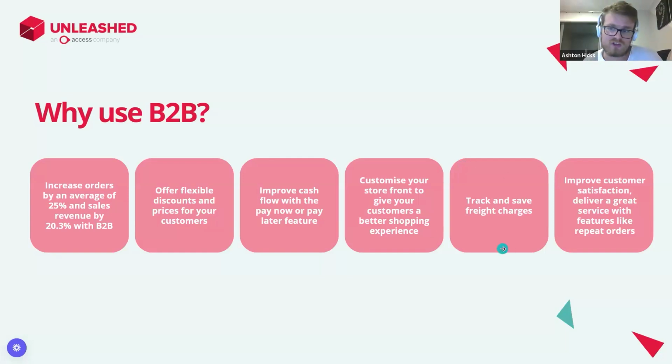You can track and save your freight charges. You can actually set freight charges in the B2B portal per sell tier and per customer type, and also for an order value that goes over a certain threshold. Say, for example, if the customer spends over $500, they get free freight, right? So you can track that in Unleashed. You can set that in the B2B portal. You can save and customize that whenever you want.